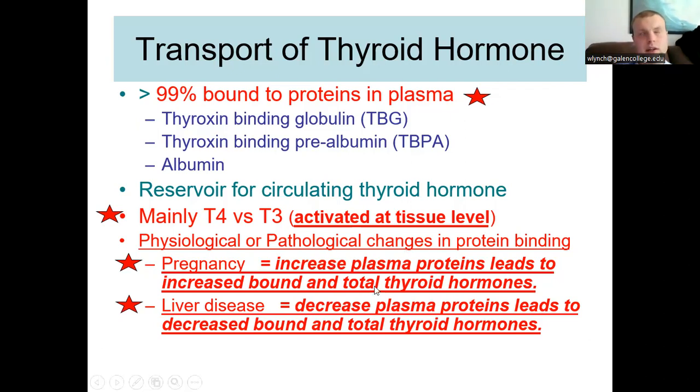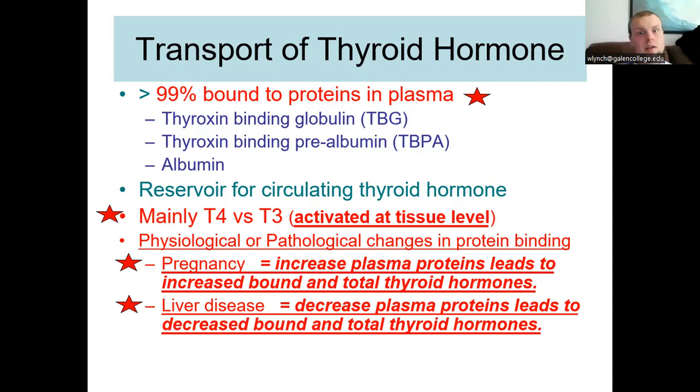Some physiological changes that we see to protein binding. Number 1, in the case of pregnancy. During pregnancy, we have an increase in plasma proteins. That means that we are going to end up with an increased bound concentration of thyroid hormone. So we have more thyroid hormone overall in pregnancy due to increase in binding.